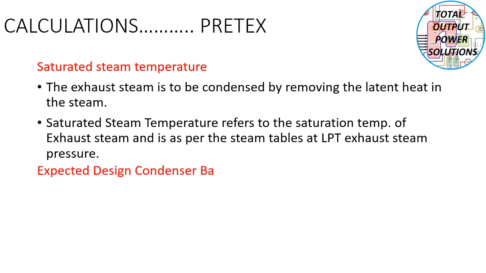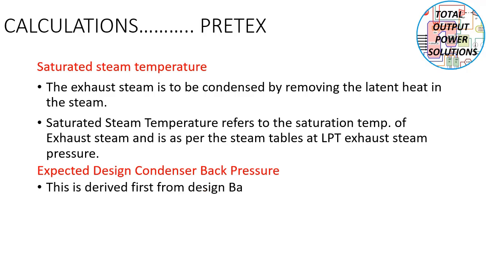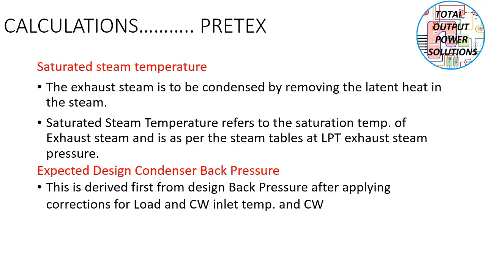Then there is the expected design condenser back pressure. This is derived first from the design back pressure after applying the corrections, because it may change for a varying load, varying CW temperature and CW flow. So it will have to be corrected for that. The expected design condenser back pressure.